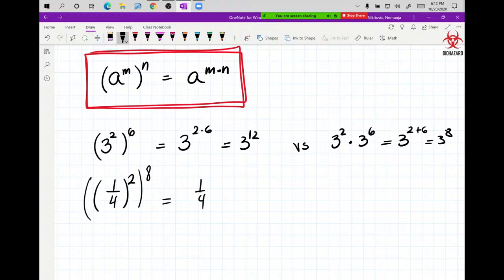Well, you know what to do. 2 times 8, it's 1/4 to the 16th power.